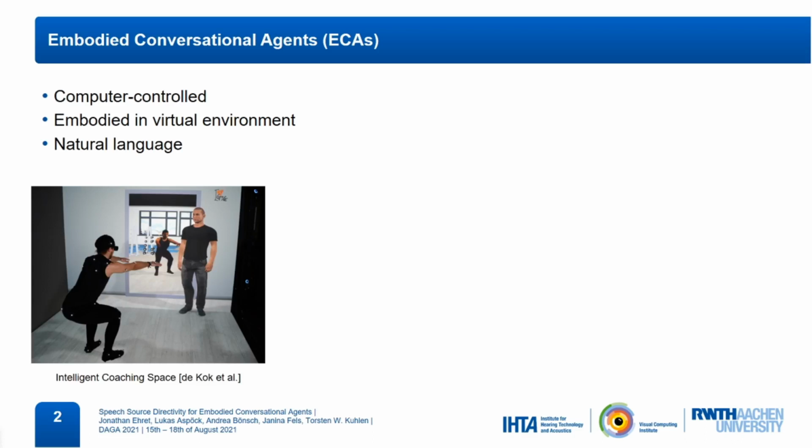First, an ECA which is used as a coach. The advantage here is that the coach can use his body in addition to the speech to show what exercise the user should do or where and how the users are performing exercises wrongly.